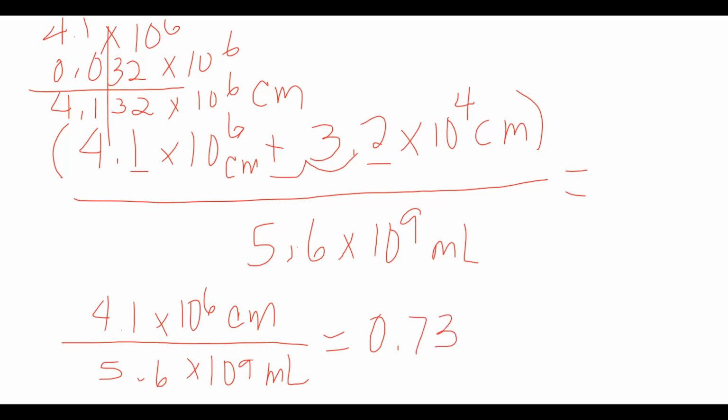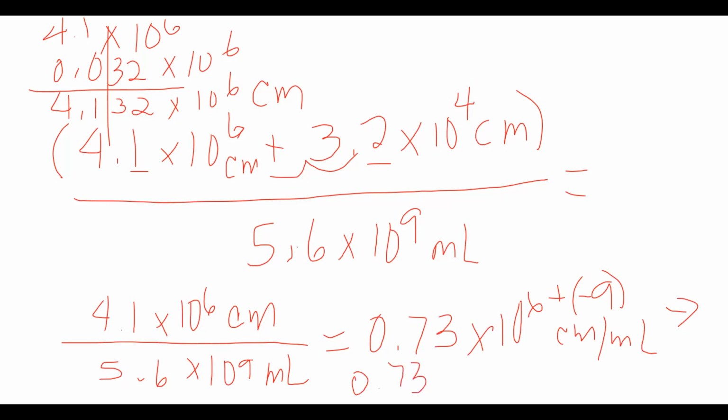0.732 is just 0.73. Okay, so we got that part. Now we need the math part, the 10 to the 6, remember reciprocal, so plus -9, right? And that would be centimeters over milliliters. Everything's messed up here, but we're going to finish it first. 0.73 times 10 to the -3, right? Because -9 plus 6 is -3.